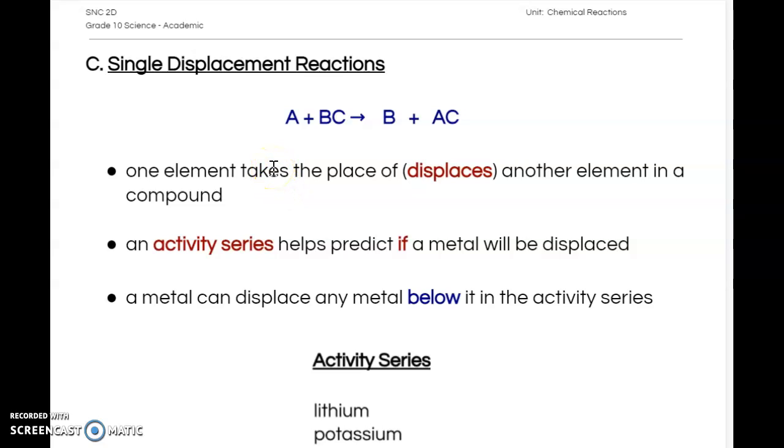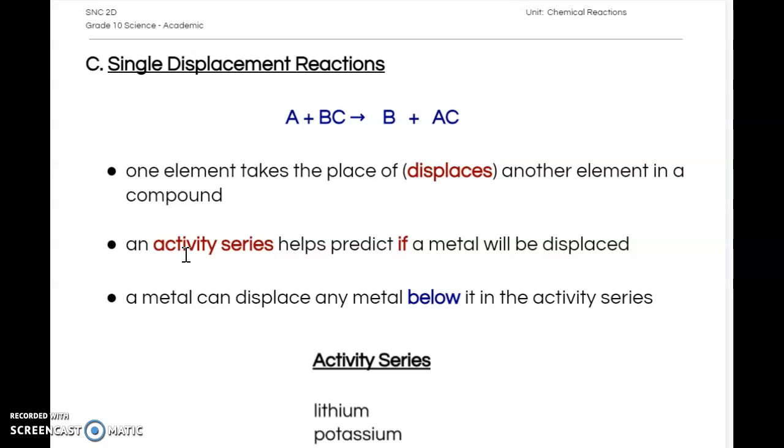All right, another type of chemical reaction that we have is something called a single displacement reaction. This is where one element takes the place or displaces another element in a compound. So we have A plus BC gives us B by itself, and A and B switch out, and A displaces B to form a new compound. There's something called an activity series that helps us predict if a metal will be displaced.